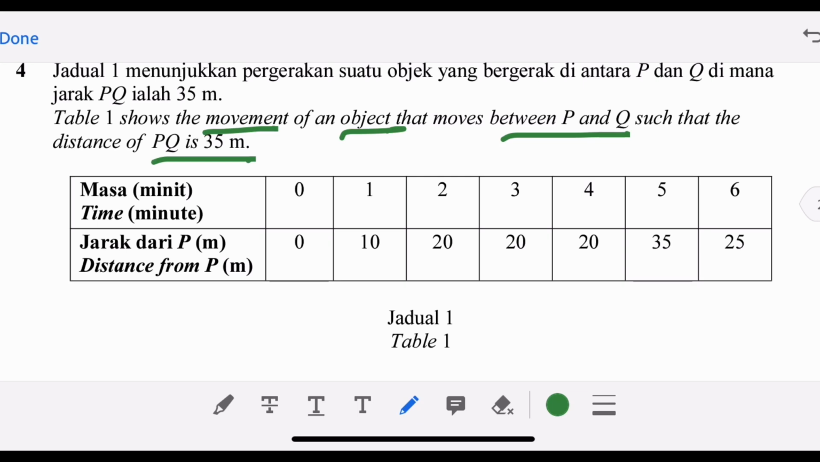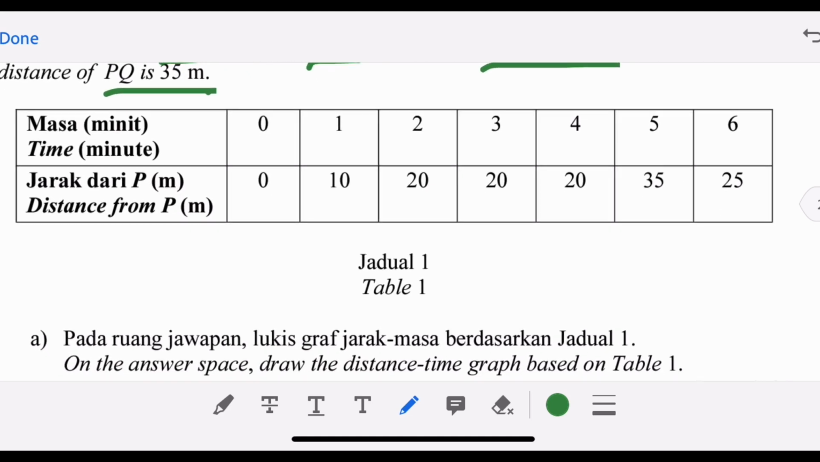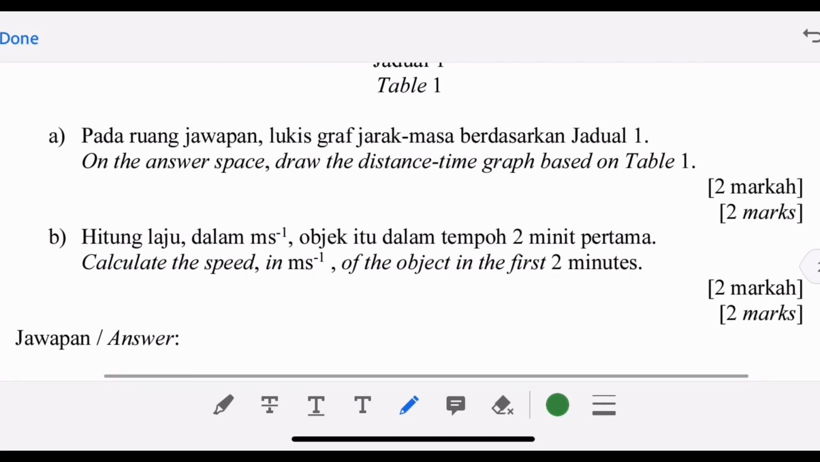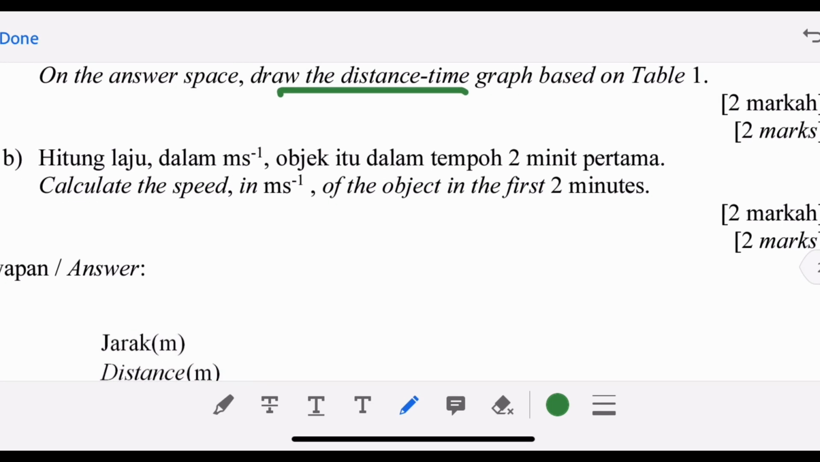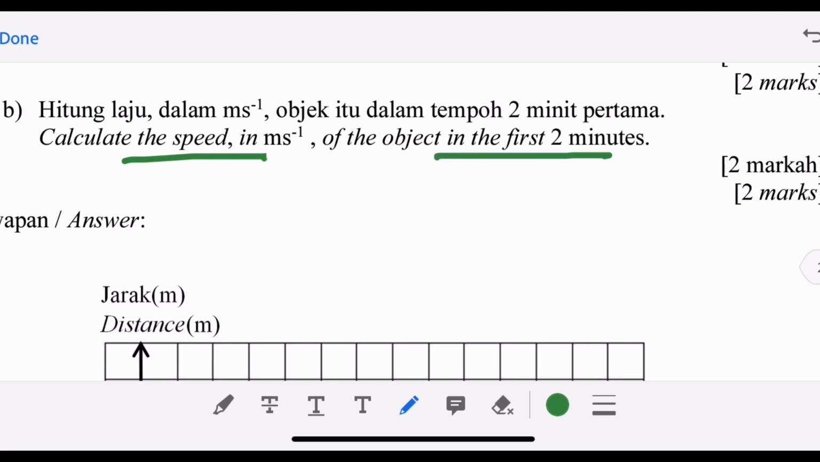Okay, so this one is a distance time graph. Table 1 shows the movement of the objects that move between P and Q, and the distance of PQ was given as 35 meters. So you have to analyze the time in minutes. From 2, 3, 4, you have the equal value, which is 20. Alright, so now we try to understand the question first. Now let's have a look at question B, calculate the speed.